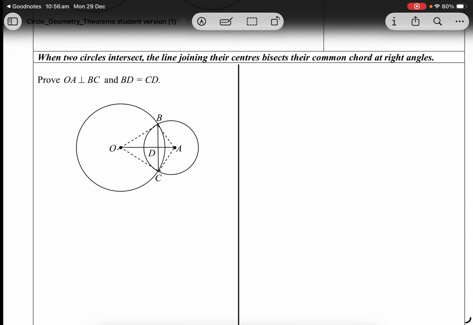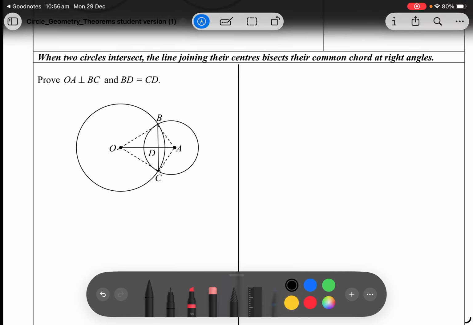Okay, so we've saved one of the biggest proofs for last here. We are trying to prove that when two circles intersect, the line joining their centers bisects their common chord at right angles. So in essence, we're trying to prove first that OA is perpendicular to BC, so they are joining at right angles, and that BD equals CD.